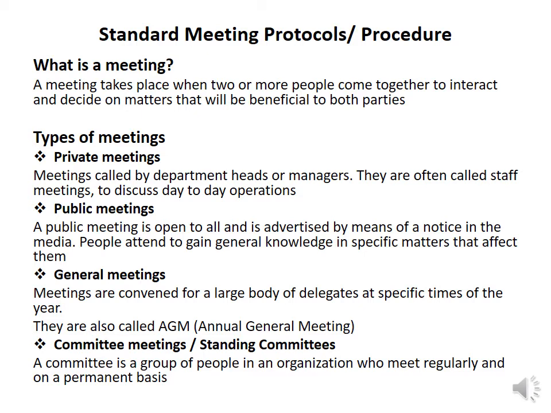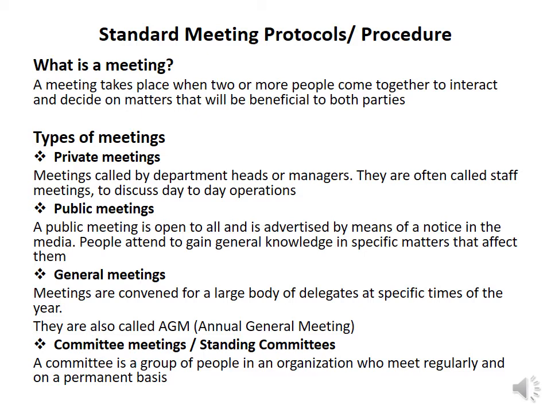General meetings. Those are the meetings that are convened for a large body of delegates at specific times of the year. They are also called AGMs or annual general meetings. I'll make an example. In our organization, we've got 5 different campuses. Once a year, the campus managers, together with the senior management team, will meet to discuss procedures and policies that need to be followed by the college in order to make sure that the college runs smoothly. That is an annual general meeting.